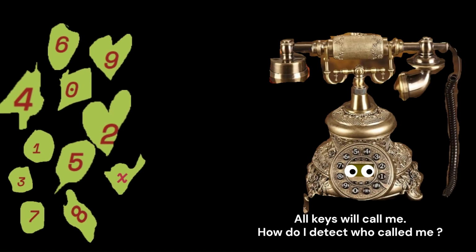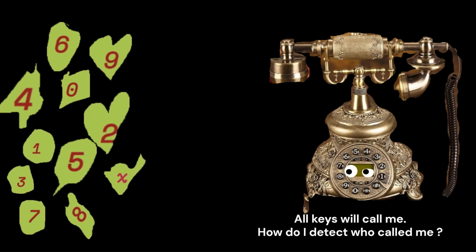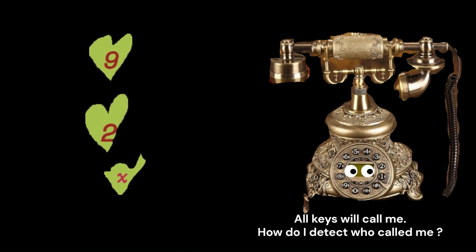Since all the keys would call back the same function, it becomes a challenge for us to find out which key the user clicked. So regardless of whether the user clicked 2 or 9 or this X key, all the clicks would cause the same callback function to execute. So how do we find out which key was clicked?